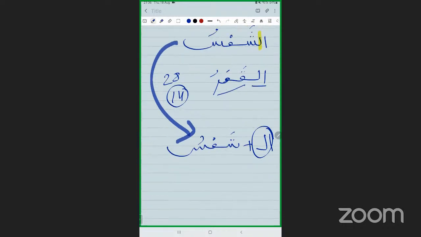Now see, "al" will take a revenge. This alif lam, "al," will take a revenge. You know what? When there is qalamun, is qalamun definite or indefinite, my brother and sister? Tell me.